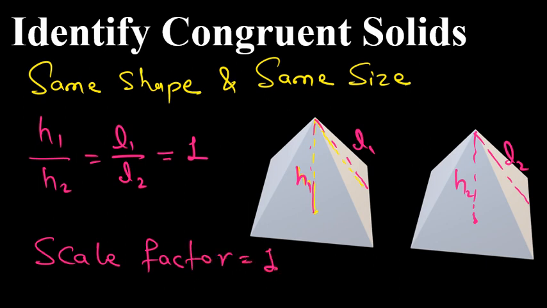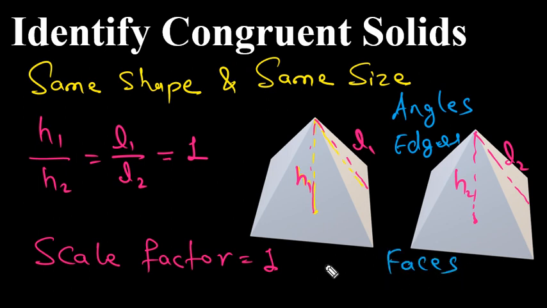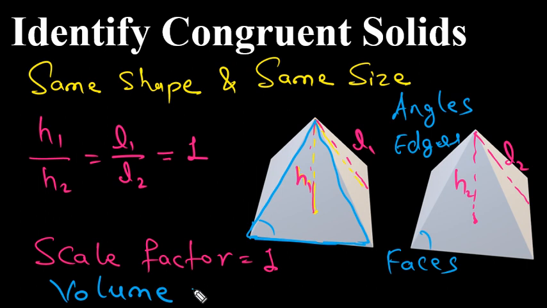Also, what are the other things that you need to see? They should have congruent corresponding angles, so their angles should be congruent, their edges should be congruent, and the faces should be congruent. Angles means these are the things, these are the edges, and these are the faces, okay? So they should all be congruent for congruent solids. And one more thing, the volume should be equal for both solids, okay, both the shapes given.